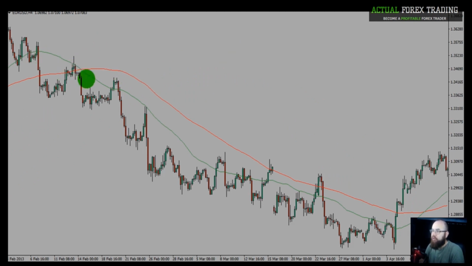We do the same thing here. So we have a crossover here, price downtrends. We then have a crossover here. So this could signal the end of this downtrend and possibly the start of an uptrend.